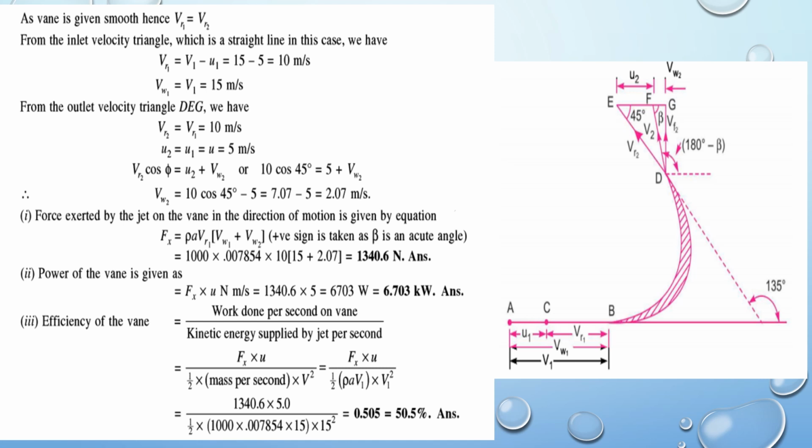As the vane given is smooth, here again Vr1 is equal to Vr2, and from the inlet velocity triangle we can see that Vr1 is equal to Vw1 or V1, we both are equal, V1 minus U1, and you will get the answer like this. Outlet velocity triangle, again Vr2 is equal to Vr1 because there is no loss, and also U2 is equal to U1, which is equal to 5 meter per second.